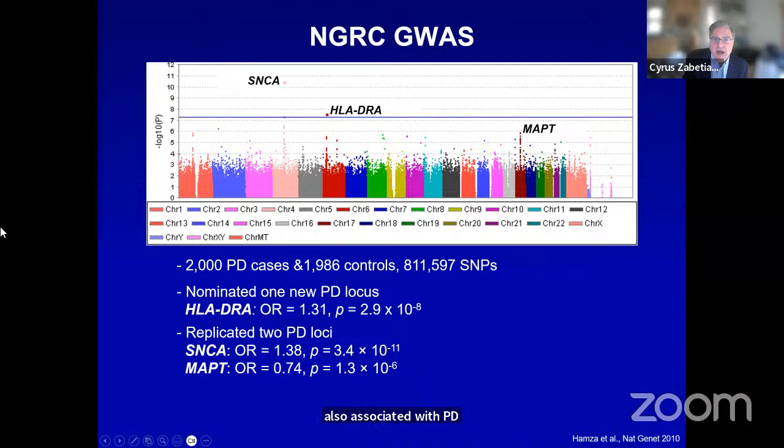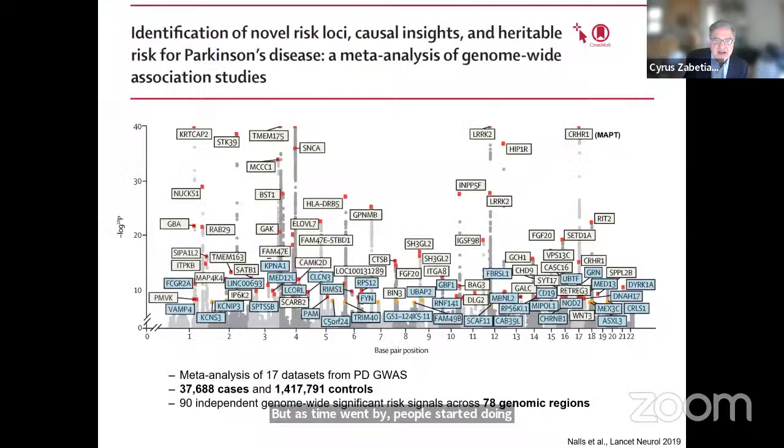But as time went by, people started doing meta-analyses and mega meta-analyses of these GWASs. And when you do that, you start getting more clarity. So fast forward a decade. This is a study by Mike Nalls and Andy Singleton at the NIH. They looked at 38,000 cases and over 1 million controls. What you can see here is a Manhattan plot, but it's hard to read because there are so many genes on here.